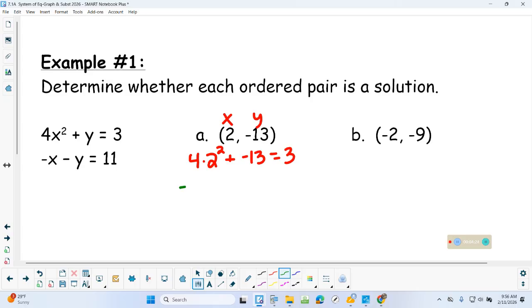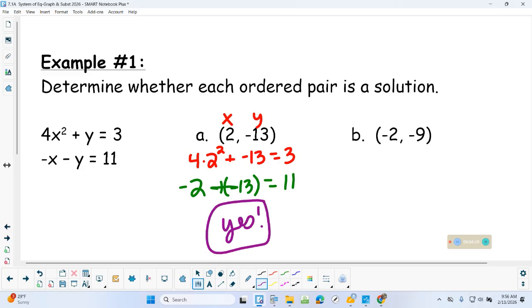So now I'm going to put 2 in for x, -13 in for y. I'm going to do a little mental math here, see if we get 11. Feel pretty good about it. -2 plus 13, yes, is 11. So yes, it is a solution. So that's how you check them.